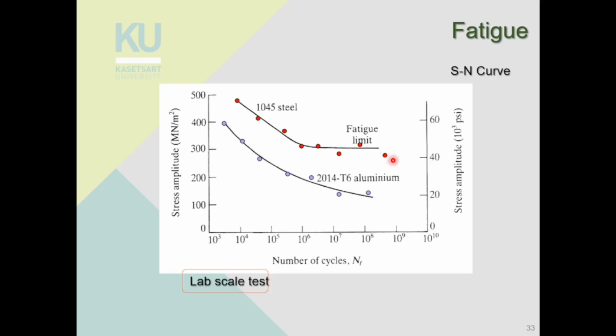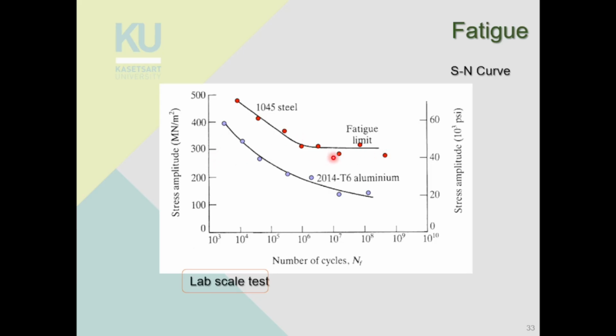Okay, and we can see that the materials can be divided into two types: the ones with fatigue limits and the ones without fatigue limits. Okay? Materials with fatigue limits will look like this. You can see that the graph stays parallel to the x-axis after a certain stress amplitude, right?